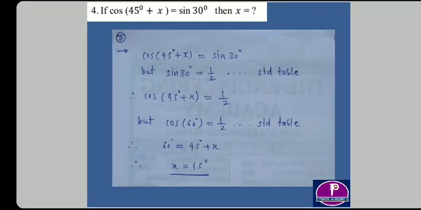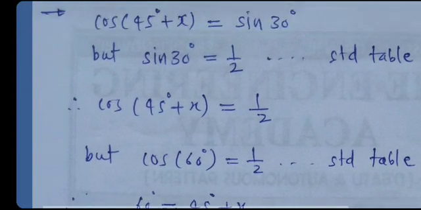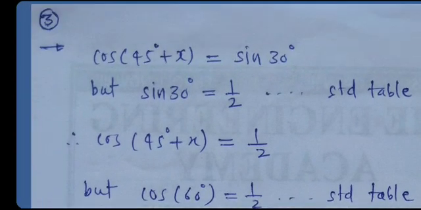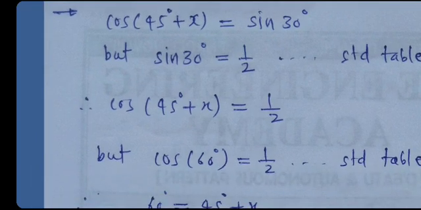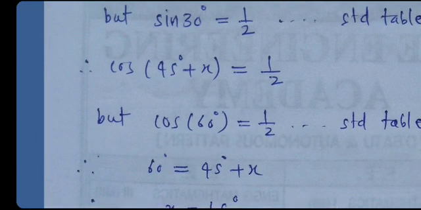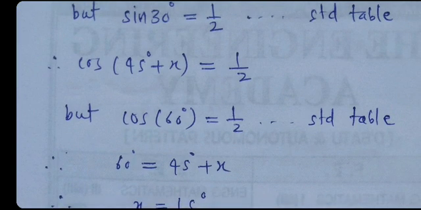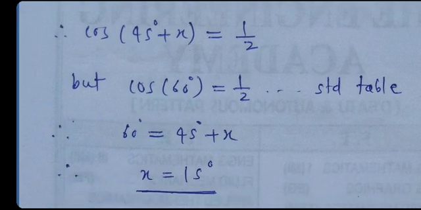Okay, the next is, if cos of 45 degree plus x is equal to sin 30 degree, then what is the value of x? So here cos 45 degree plus x is equal to sin 30 degree, but we know from the standard table sin 30 degree is half. So cos 45 degree plus x is equal to 1/2. But we know that cos of 60 degree is 1/2. So for cos of 45 degree plus x we can replace it by 60 degree, so 60 degree is equal to 45 degree plus x.